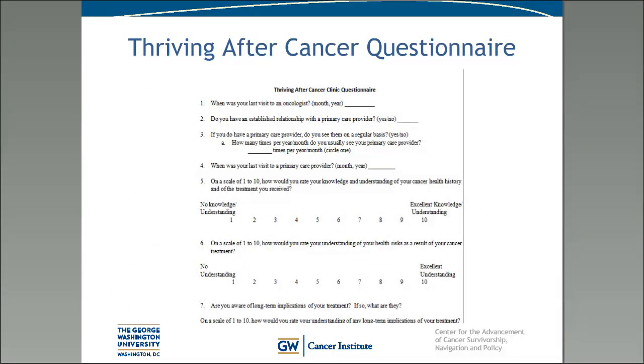So I wanted to give you some examples of tools. We use a mix of some validated tools and then some homegrown tools in our program. We do use the PHQ-9 to assess for depression. We also developed our own questionnaire to gather some information about the patient. When were they last seen by their oncologist? Do they have established care with a primary care provider? And ranking their understanding of their survivorship needs and knowledge about late and long-term effects.